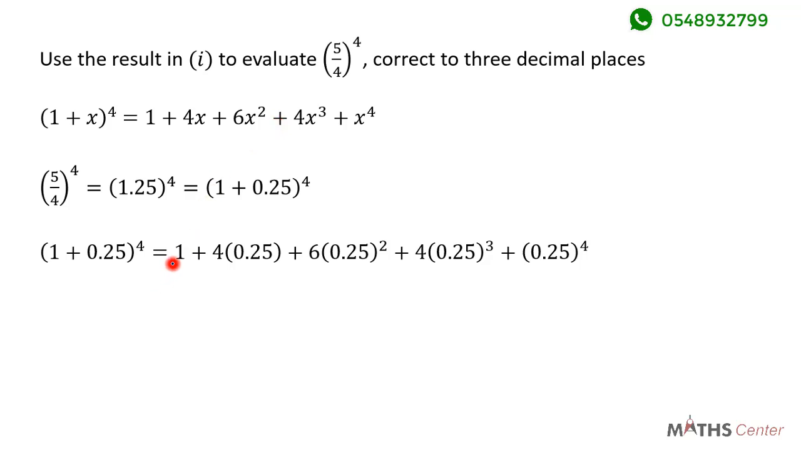So when we do that, we are going to have 1 plus 4 times 0.25 plus 6 times 0.25 squared plus 4 times 0.25 cubed plus 0.25 exponent 4. When we simplify this and correct our answer to 3 decimal places, just as the question says we should, we are going to have 2.441. So this means that 5 divided by 4 exponent 4 is 2.441. Let's consider the next question.